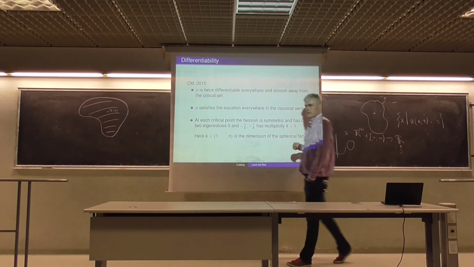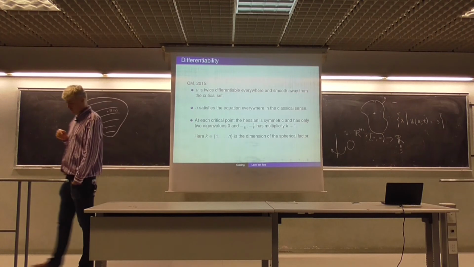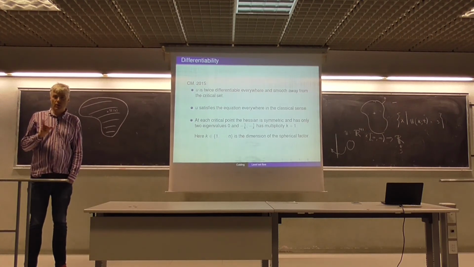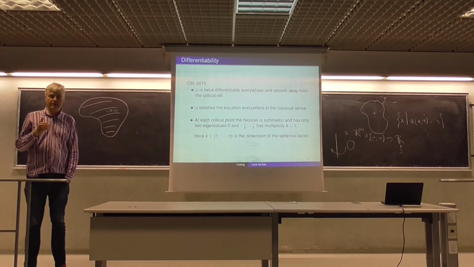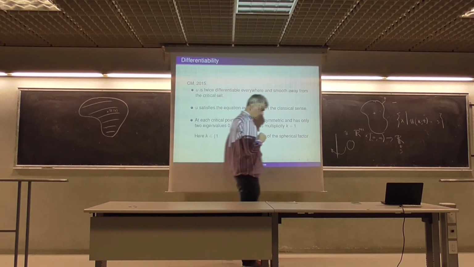So let me just think about it analytically. If I have a critical point for this function, this is where I need to prove that it's twice differentiable. Away from the critical set, it's standard. So now, suppose I have a critical point for the function.